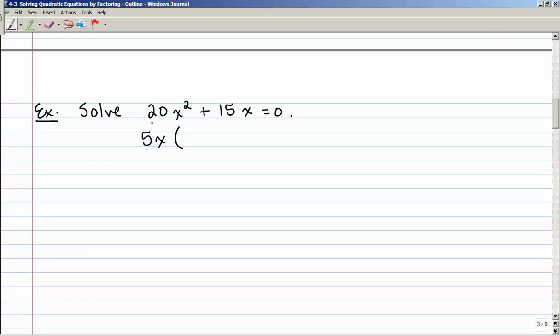What do I have to multiply 5x by to get 20x squared? That would be a 4x. And then what do I have to multiply 5x by to get 15x? That would be a 3.